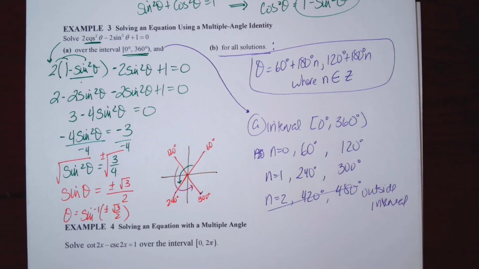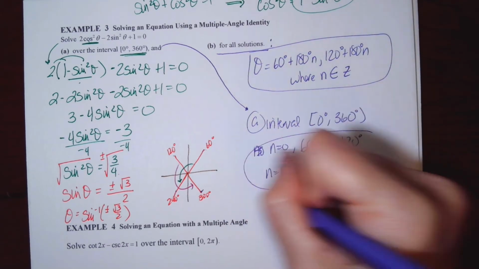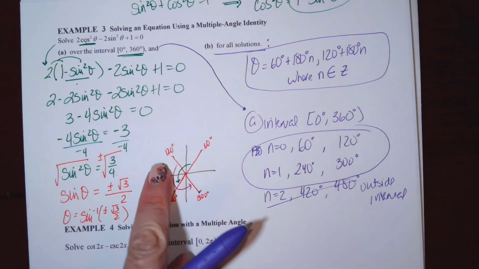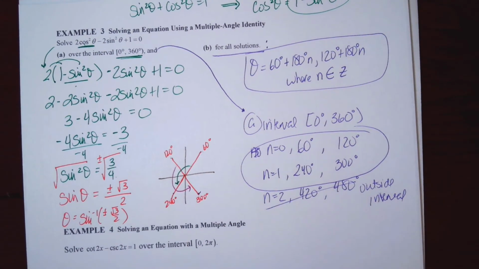So I can't go that far. So my solutions in the interval are these 4 angles that show up on my unit circle. Now I didn't have to multiply by anything, divide by anything, because when I solved my equation, I was able to just solve for theta. I didn't have to make any adjustments there.